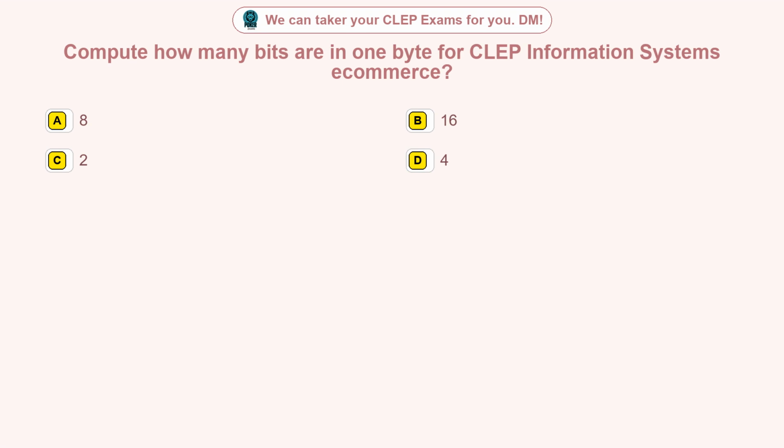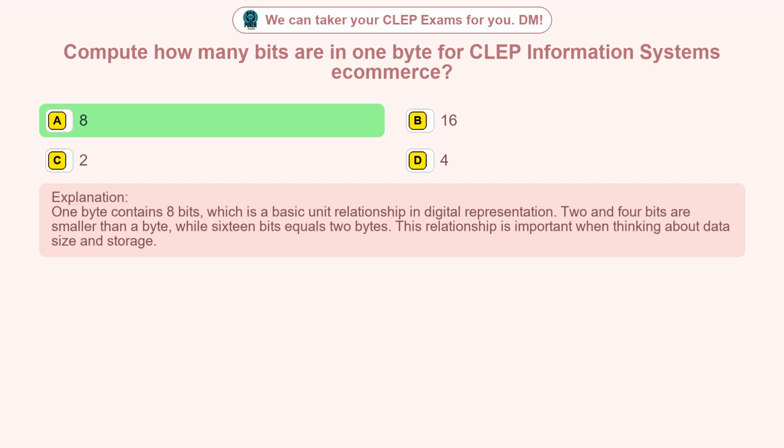Question 90. Compute how many bits are in 1 byte for CLEP Information Systems Ecommerce. Option A, 8. Option B, 16. Option C, 2. Option D, 4. The correct answer is option A, 8. 1 byte contains 8 bits, which is a basic unit relationship in digital representation. 2 and 4 bits are smaller than a byte, while 16 bits equals 2 bytes. This relationship is important when thinking about data size and storage.